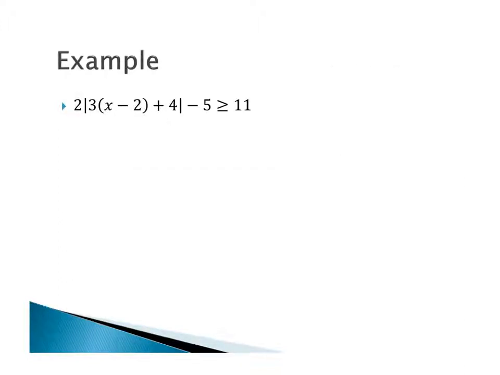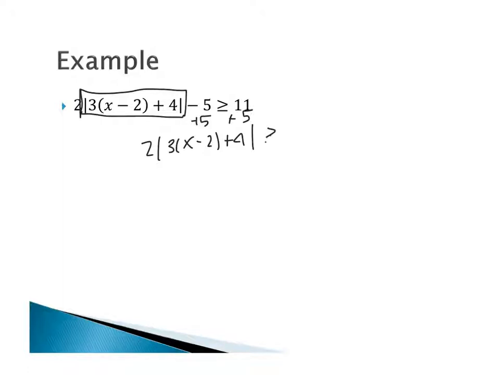Cool. Next one. All right, so this one's a little bit more complicated. Again, though, you need to focus your attention on what is inside the absolute value, because we're just trying to get the absolute value by itself first. So I'm going to add 5. I get 2 times the absolute value of 3 times x minus 2 plus 4.